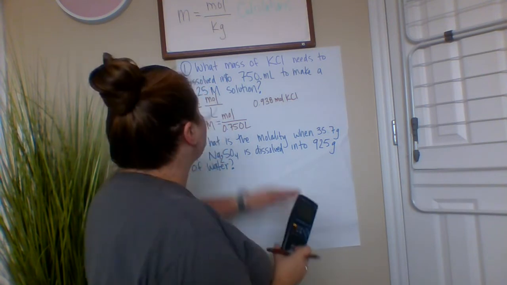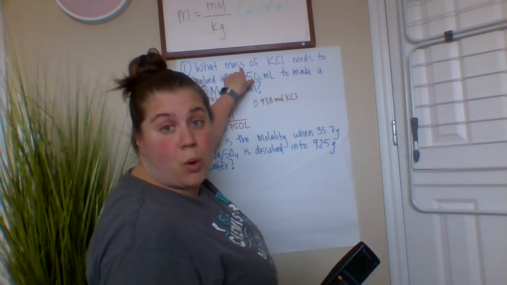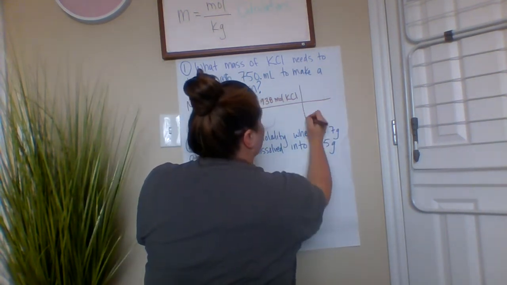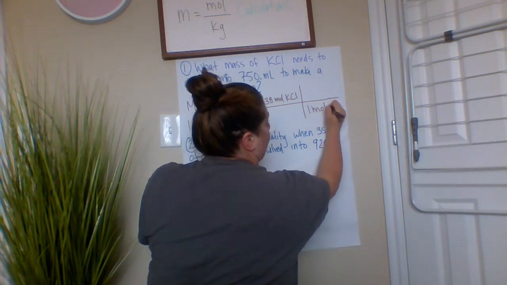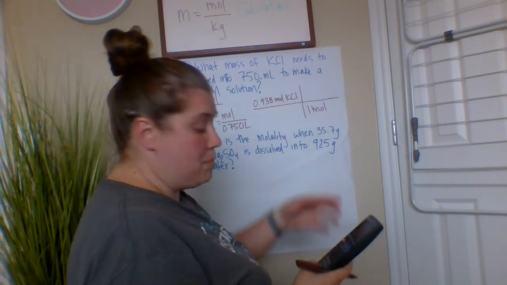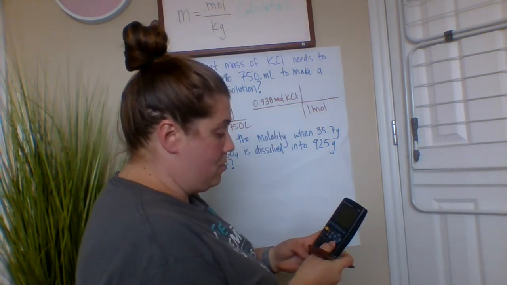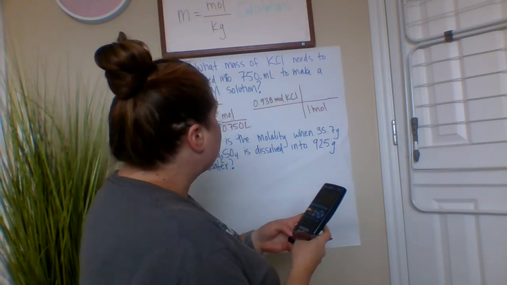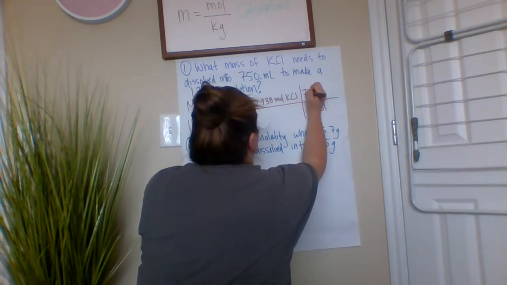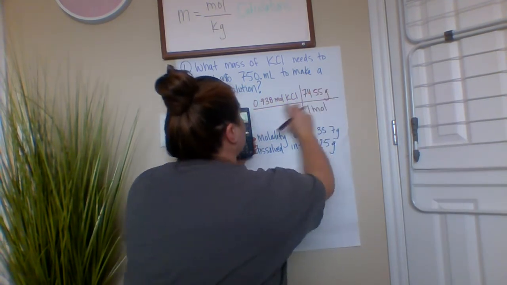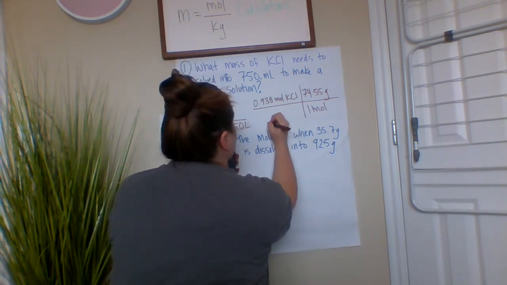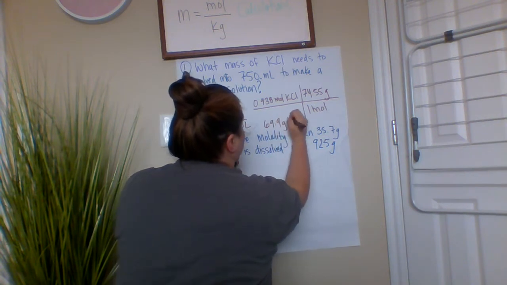But remember, the question is asking what's the mass. So to convert moles to grams, I'm going to multiply by the molar mass. So I am going to go to my periodic table. I'm going to use my memory to get the molar masses for each of these. So the molar mass of potassium is 39.10. Ooh, I got to type it in, right? Plus the molar mass of chlorine, which is 35.45. So I get a molar mass of 74.55 grams. I'm going to multiply these, and I get that I am going to need 69.9 grams of KCl.